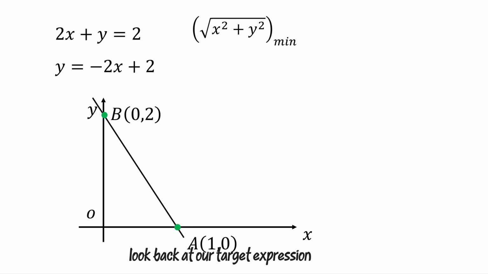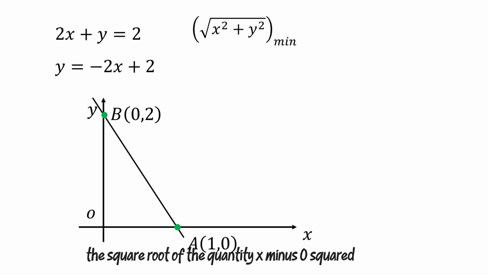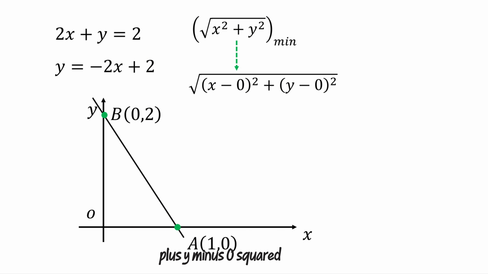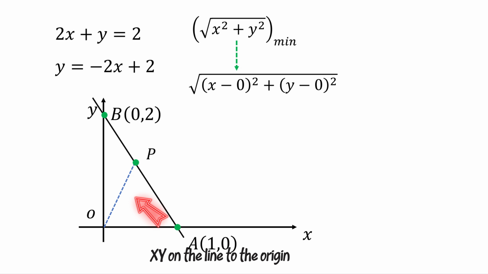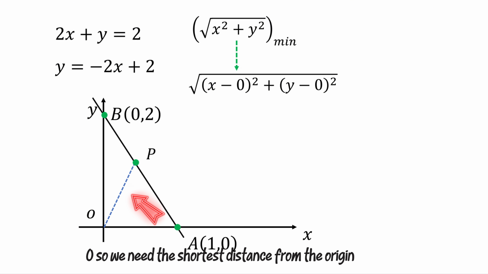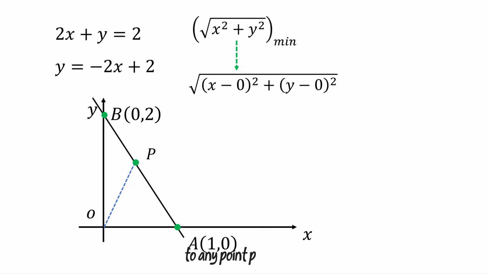Look back at our target expression, the square root of the quantity x minus 0 squared plus y minus 0 squared. Recognize that? That is just the distance from any point (x, y) on the line to the origin (0, 0), so we need the shortest distance from the origin to any point P on the line AB. The shortest distance is always the perpendicular distance from the origin to the line. How do we find that length?